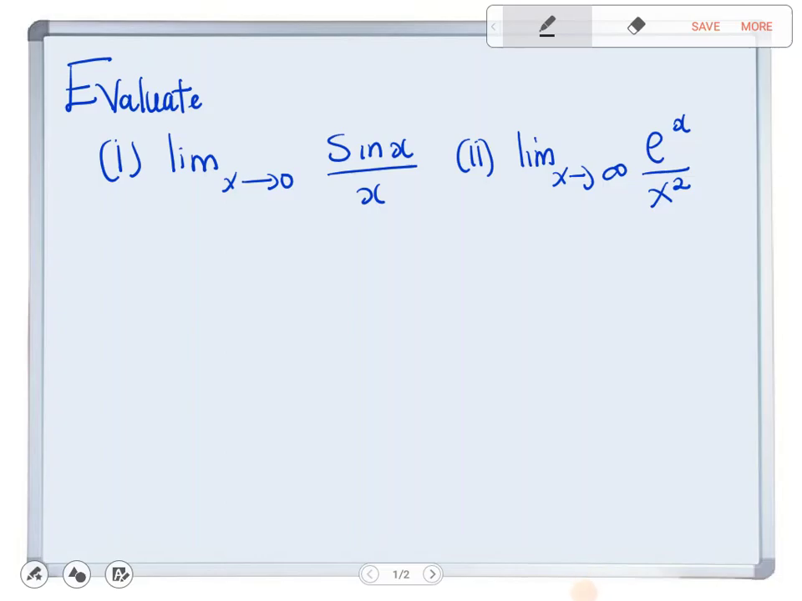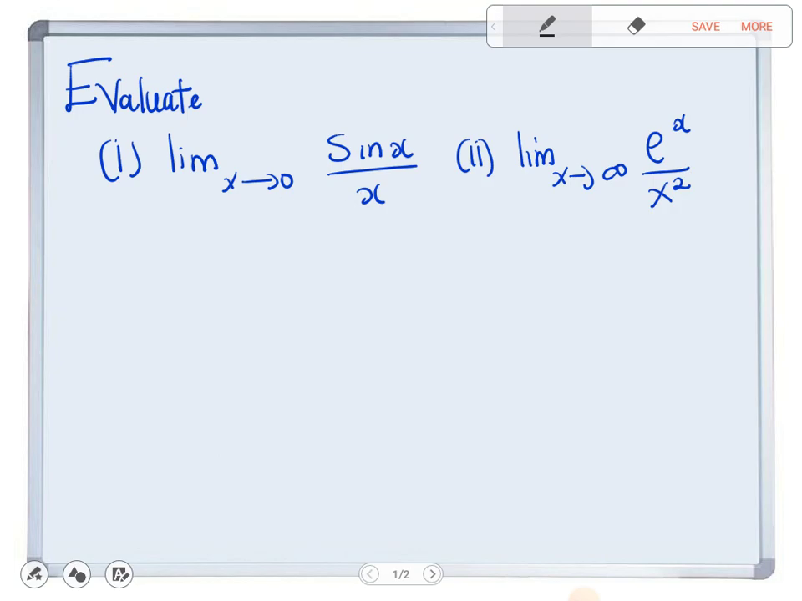So shall we evaluate these two limits? Now, to evaluate these limits, we are actually going to apply L'Hôpital's rule. L'Hôpital's rule states that we have to differentiate both the numerator and the denominator once after replacing, if we are getting something like 0 over 0 or infinity over infinity.